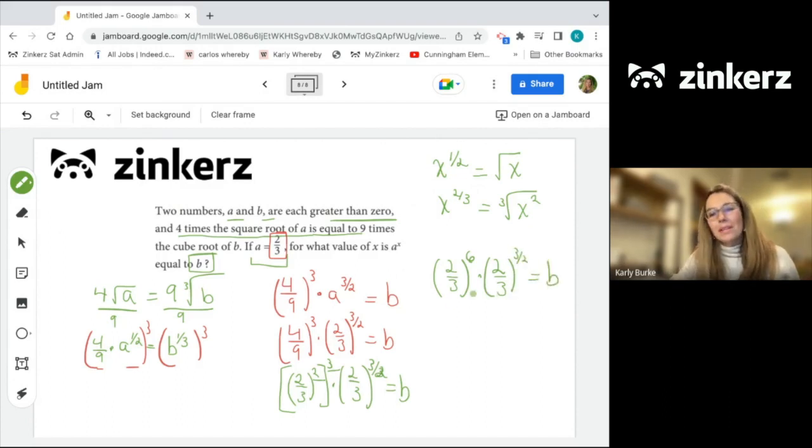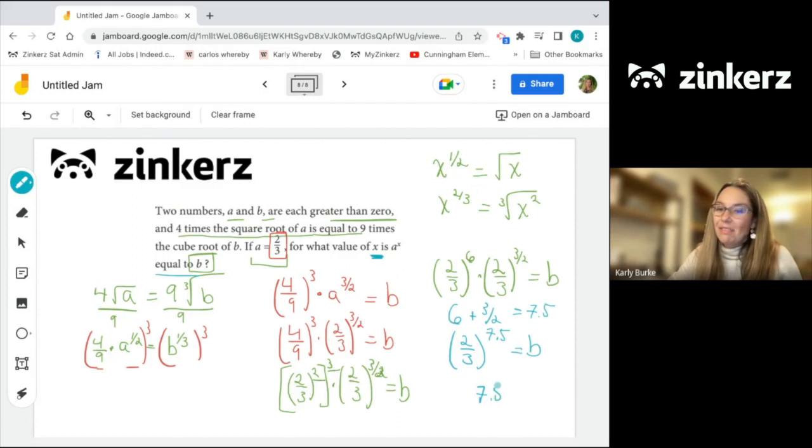Now, how do you combine these? How do you multiply them together? What do you do with the exponents? That's right, you have to add them. So I really need to do 6 plus 3/2. I have a calculator, but this is 7.5. So I can rewrite this as 2/3 to the 7.5 equals b. And remember, a is 2/3, so they want to know what value of x makes a to the x equal to b. So the answer here is 7.5.